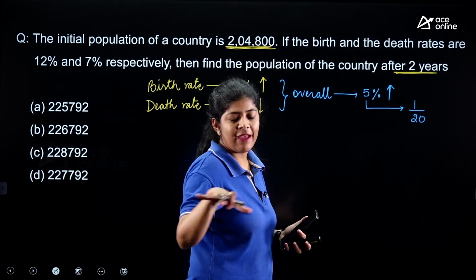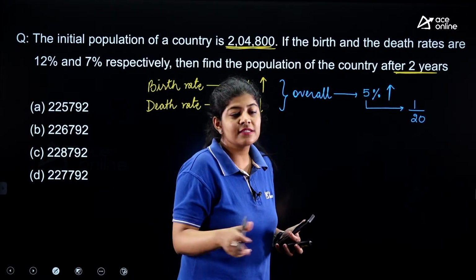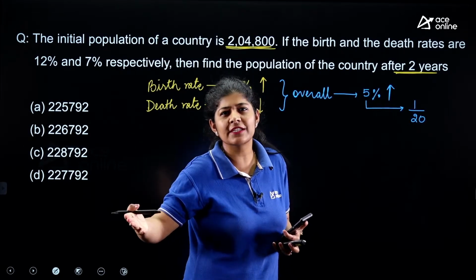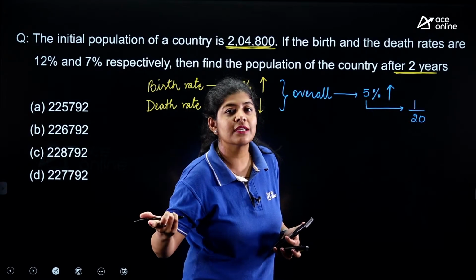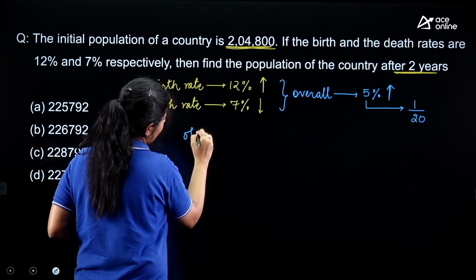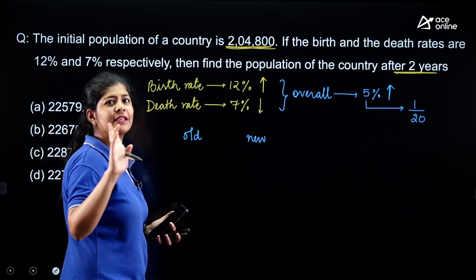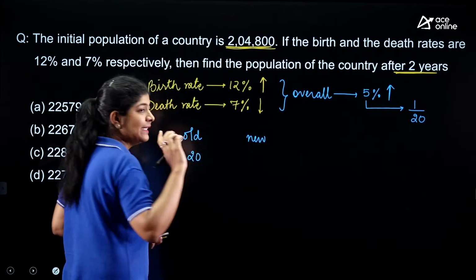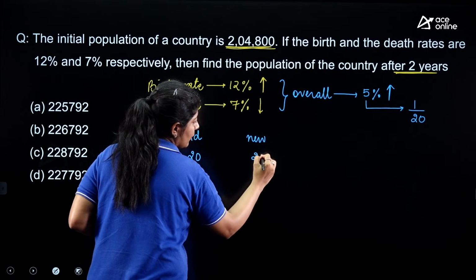Let's suppose I have 20 students in the class and the strength of the class is increasing by 5%. That means after a certain time there's an increment of 1 student, and the new strength is 21. This is the same thing we are going to do, old and new. So at the first year there's an increment of 5%. Initially, if I have 20 persons in the town, now they will become 21.